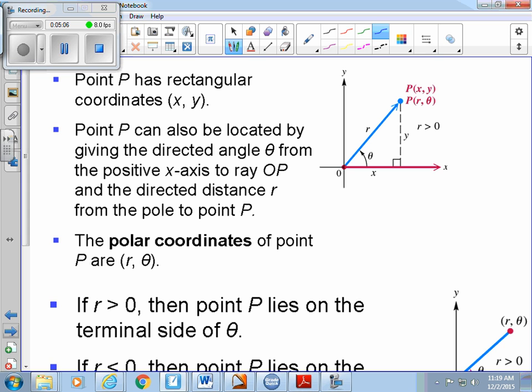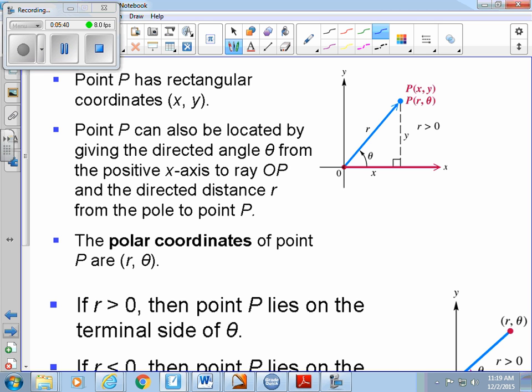There's some information we need to pick up, kind of like the vector day. We just have some information we need to know. Point P has rectangular coordinates x, y, but it can also be located with polar coordinates r, theta. So radius and the angle is how polar coordinates will be represented. The origin is called the pole in polar coordinates. Same thought process as the origin.